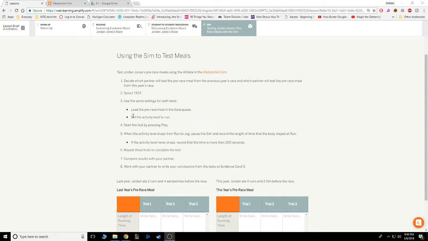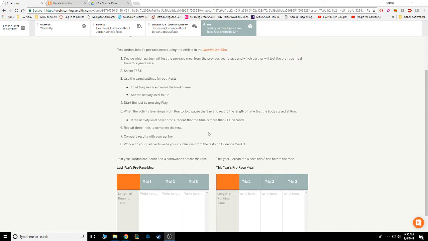You're going to load the previous meal and select the activity to run, which in this case for our cyclist is just cycling, and go ahead and start play. You're going to stop it when it reaches a jog, and if it never reaches a jog, realize that the time is more than 200 seconds. It's important to recognize this limit because it means that this person, Jordan Jones, can run for more than 200 seconds. That's good because he can run for a long time, then we can prove he's not cheating.